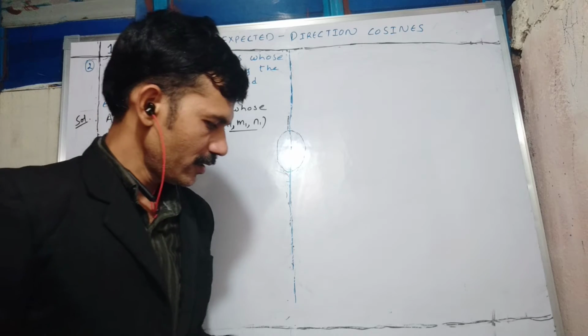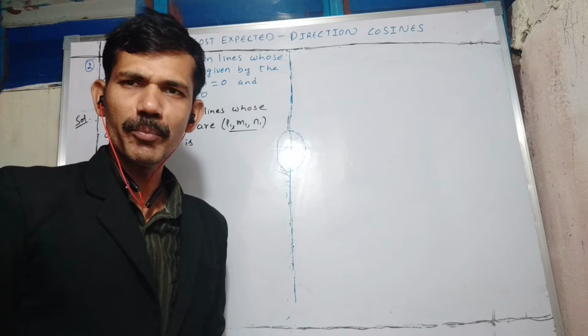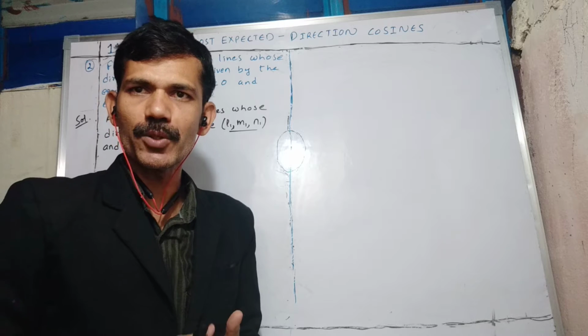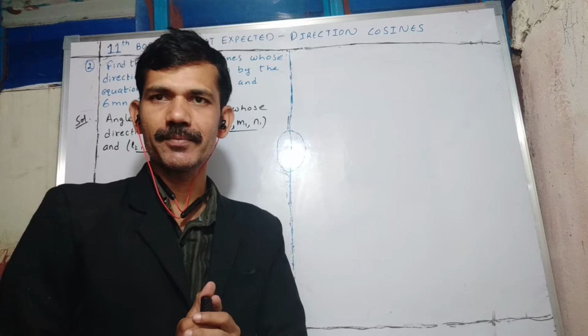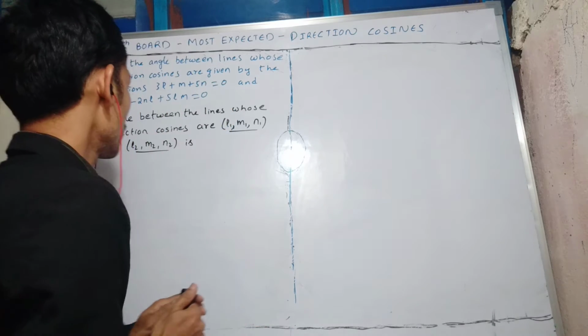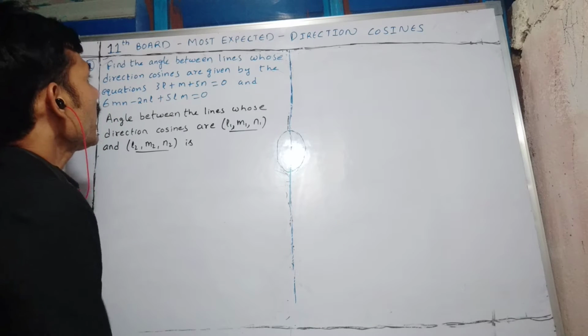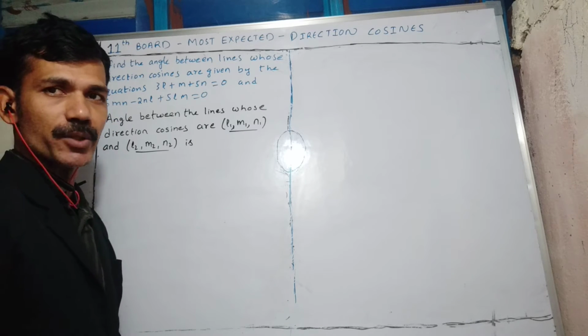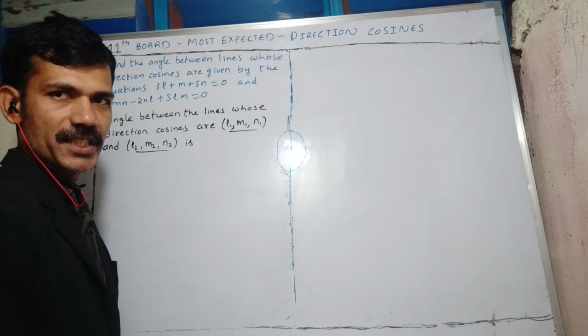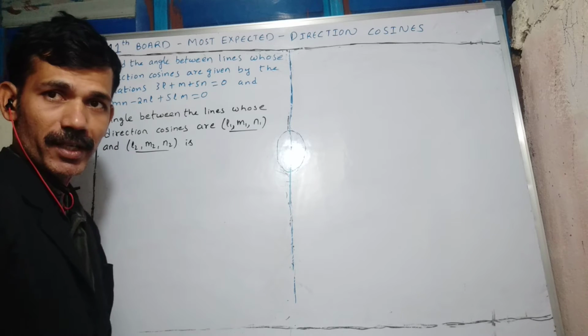Welcome to all. Now we will solve one more important question from the direction cosines and direction ratios chapter. The question is: find the angle between the lines whose direction cosines are given by the equations. Two equations are given.